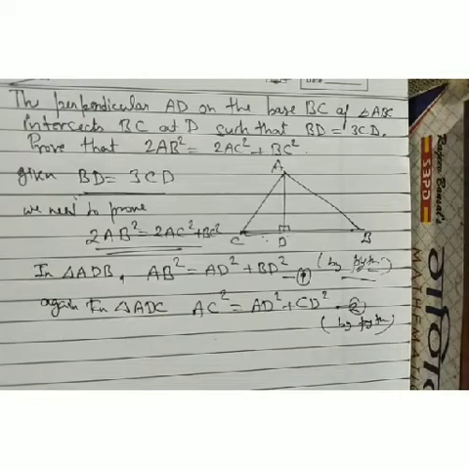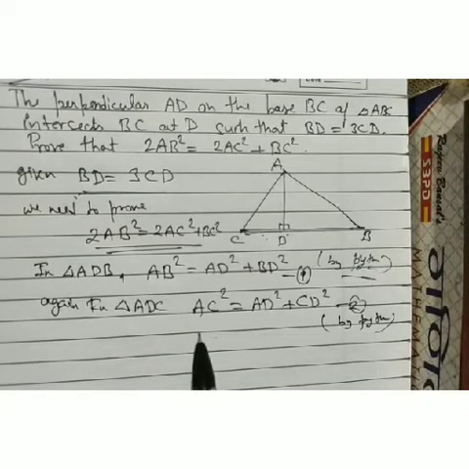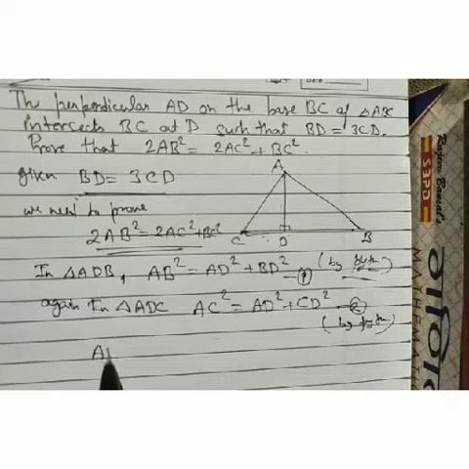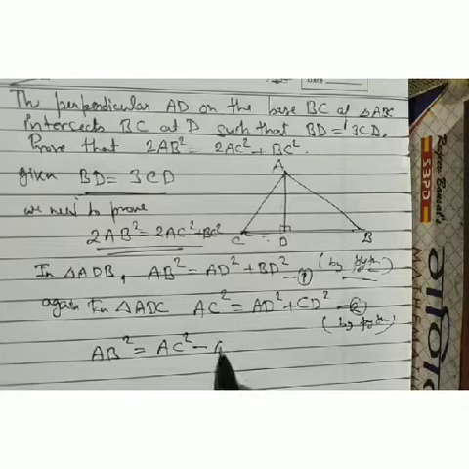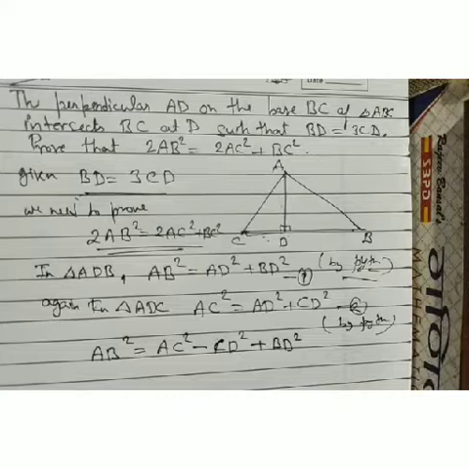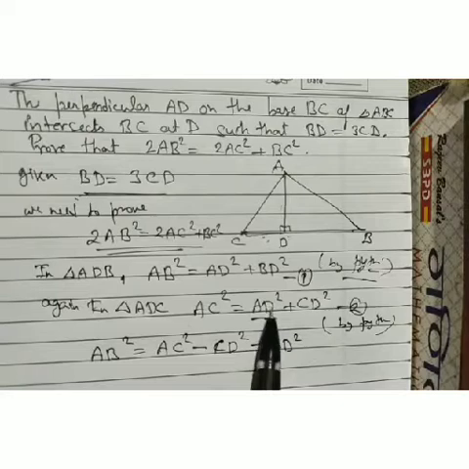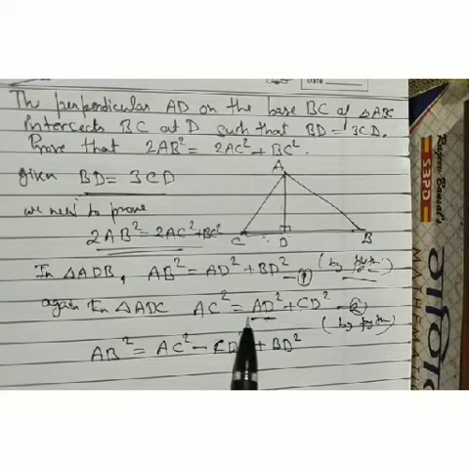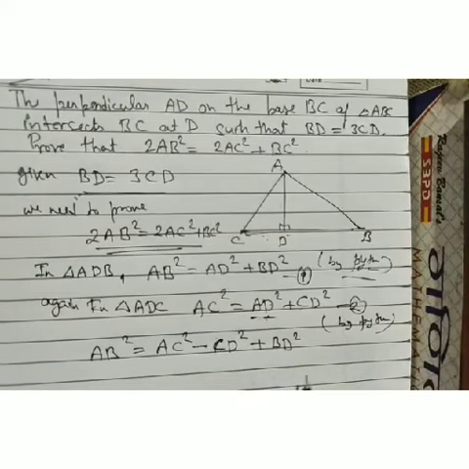Now we are going to use 1 and 2. We can write down AB square equal to AC square minus CD square plus BD square. From equation 2 we put the value of AD square. From here our value of AD square is AC square minus CD square. Putting the value of AD square in equation 1, we get AB square equal to AC square minus CD square plus BD square.